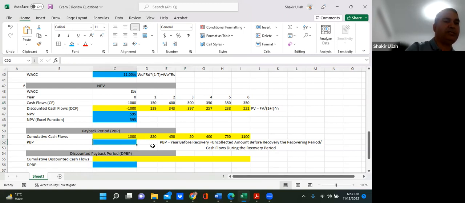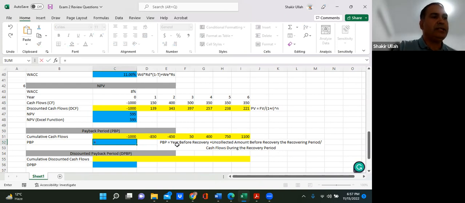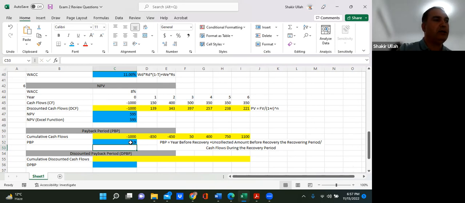So let's build the formula using Excel, or you can use your calculator. So we write that down, year before recovery. Now, in this case, we know that year before recovery is year number 2, plus uncollected amount before the recovery period. That is 450. Now we have to ignore the negative sign. Remember that. Okay. So we simply write down the 450. Okay. And then divided by the cash flow during the recovery period. So we have a cash flow of 500 during the recovery period. And when we do that, we get a value of 2.9. So that means we get our money back in about 2.9 years. Almost 3 years, right? Close to 3 years.